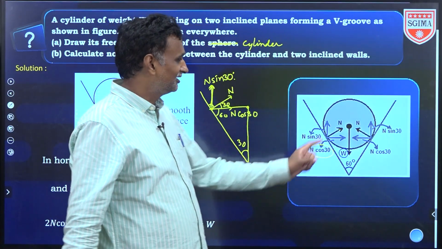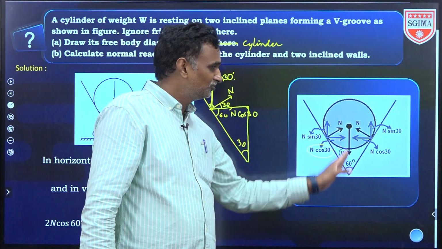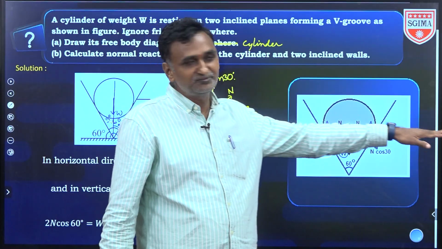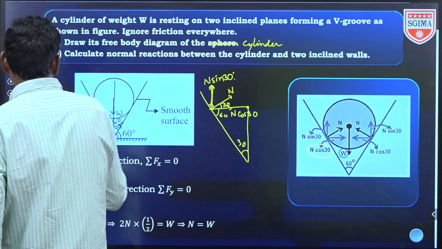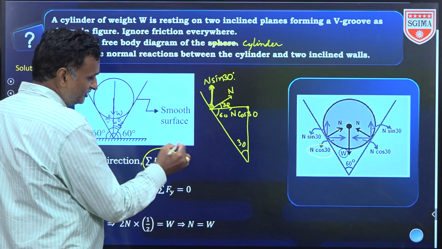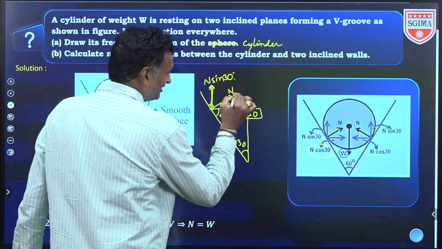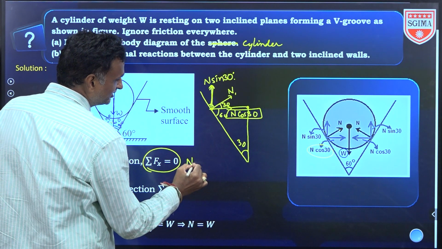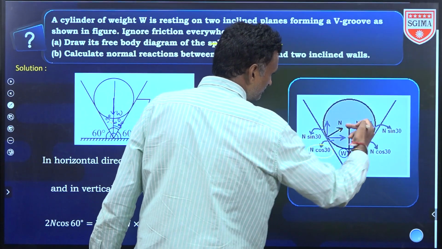The cylinder is at rest, so it is in equilibrium. Total downward force equals upward, meaning the sum of forces in the y direction is 0, and the sum of forces in the x direction is 0. Now first point: F along the x-axis is 0. If you take N1 on the left and N2 on the right, then we can write N1 cos 30 for the right side force, and N2 cos 30.